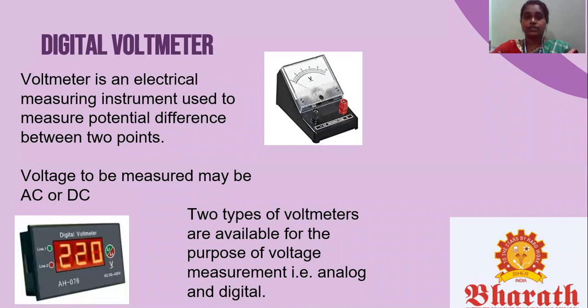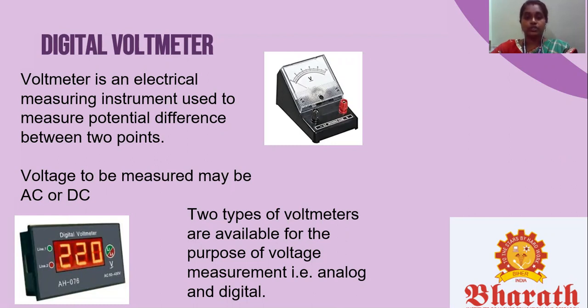A voltmeter is an electrical measuring instrument used to measure potential difference between 2 points. The voltage can be measured either AC or DC. Two types of voltmeters are available for the purpose of voltage measurement, that is analog and digital.